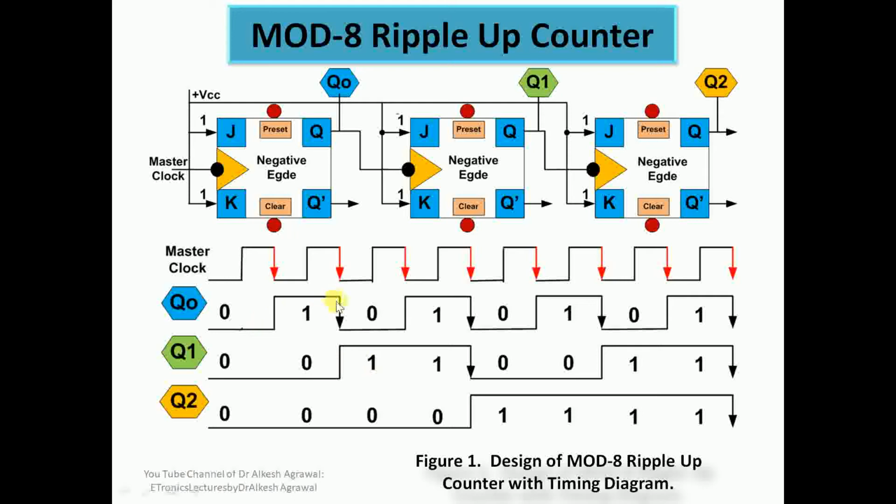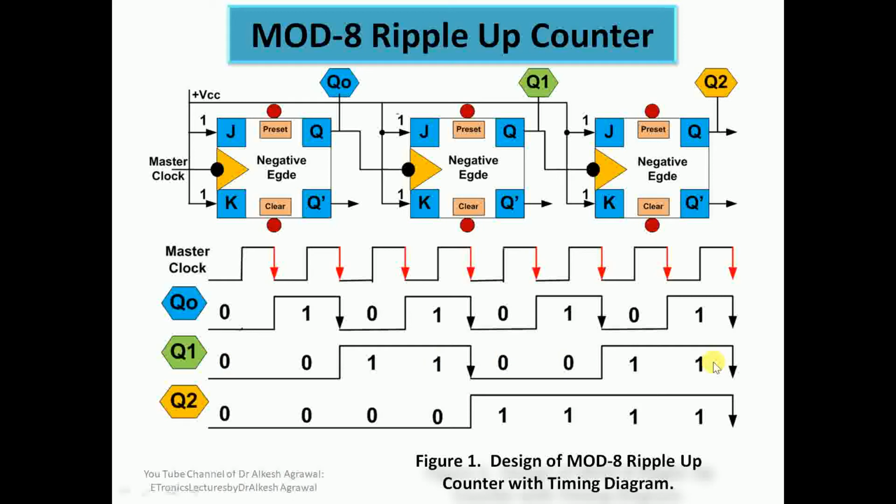So with every negative edge of Q0, Q1 is toggling. So at this negative edge, Q1, which is initially at 0, toggles from 0 to 1, remaining at 1. Again, at the second negative edge, Q1 output toggles from 1 to 0, remaining at 0 state. Then at the next negative edge, Q1 toggles from 0 to 1 state, and so on.